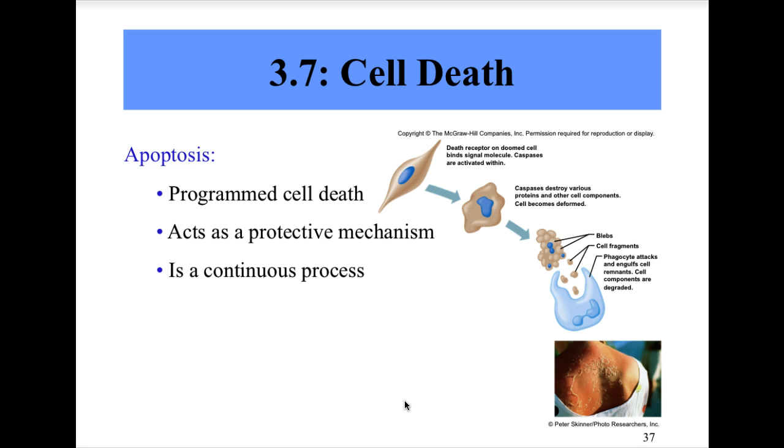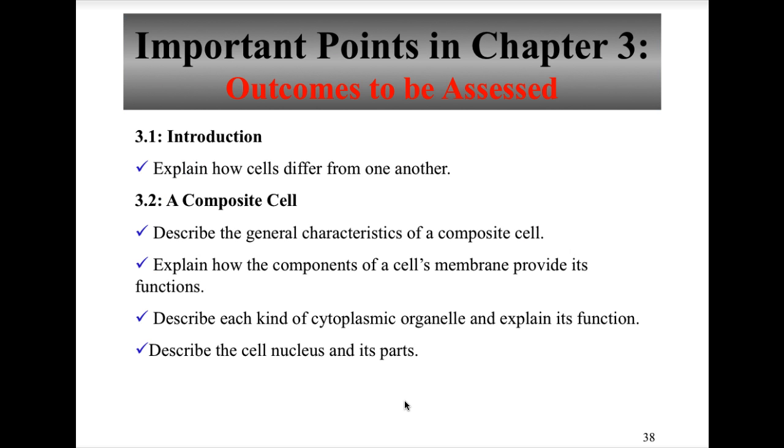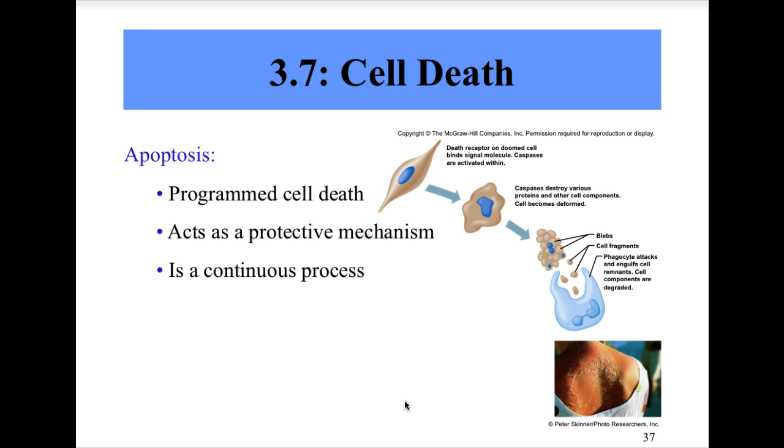It is a continuous and stepwise process, much like mitosis is. A death receptor on a doomed cell's membrane receives the signal to cause the cell to die. Then an enzyme called caspase comes in and starts to destroy various cell components. The dying cell becomes round as it is cut off from other cells, and the cell membrane undulates, forming bulges or blebs.